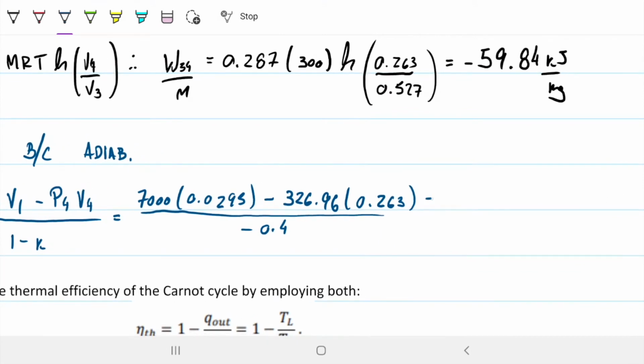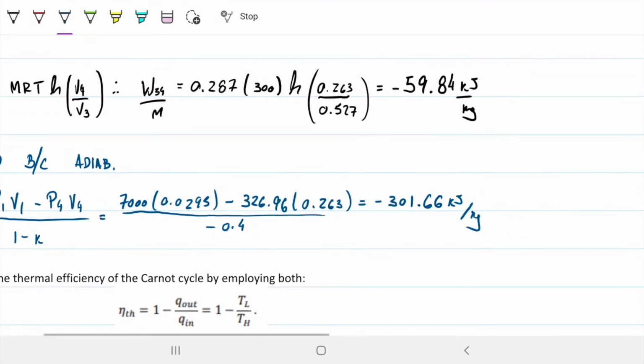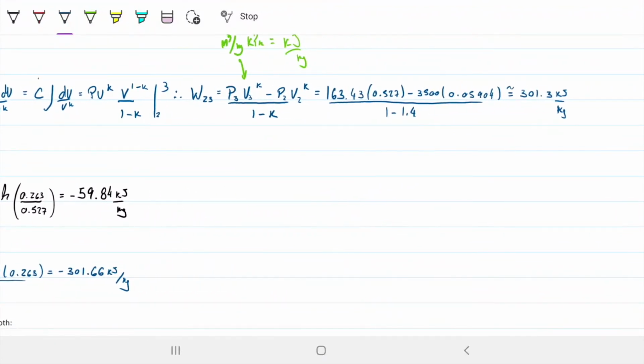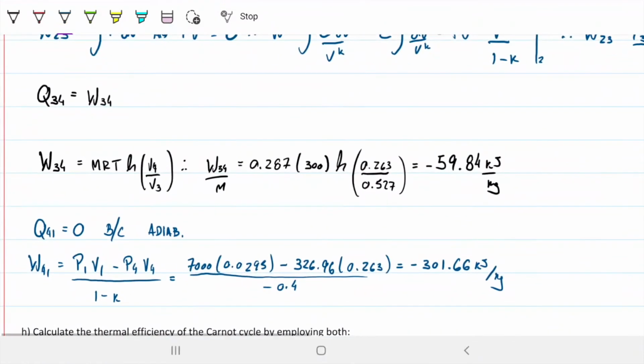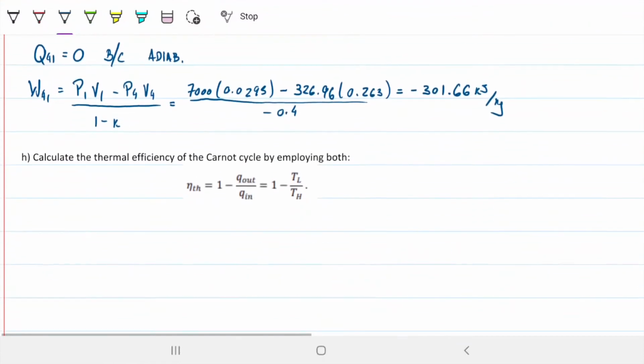And again, we should expect the work to be negative, and indeed it is, negative 301.66 kilojoules per kilogram. Let me just double check I put all the correct values. Yep. Okay, cool. So that does it for this one. That asks us for all the heats and all the work.